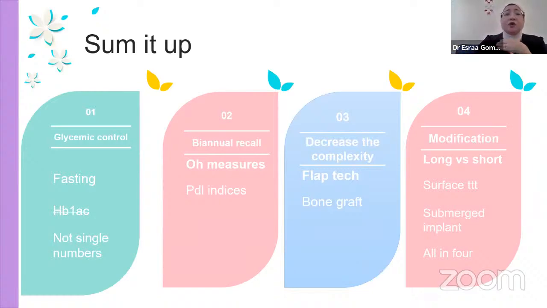Remember, if you are going to go for implants or any advanced surgeries, you have to decrease the complexity as much as you can. We do not want infection. Sometimes it's easy to use a bone graft, a specific flap technique, or ridge splitting, but in a diabetic patient, these options may complicate his situation.